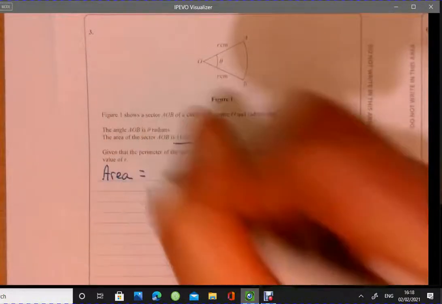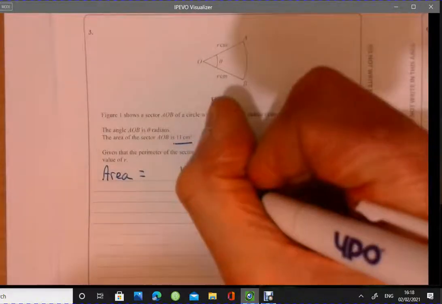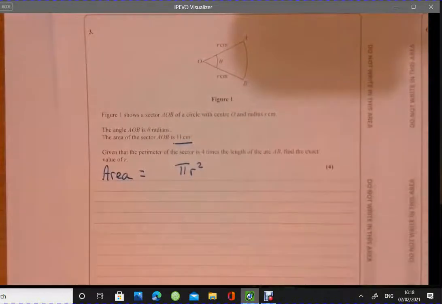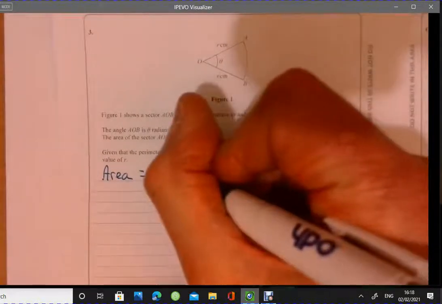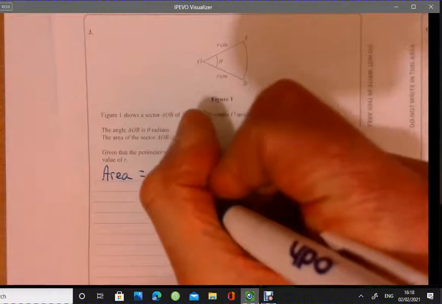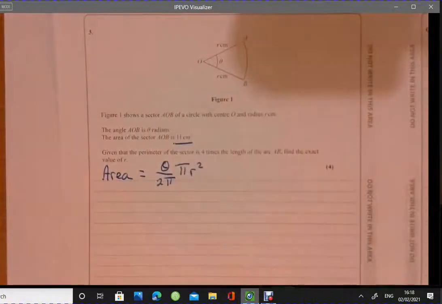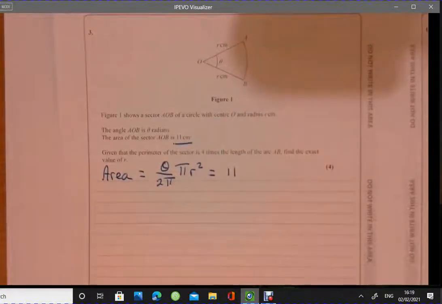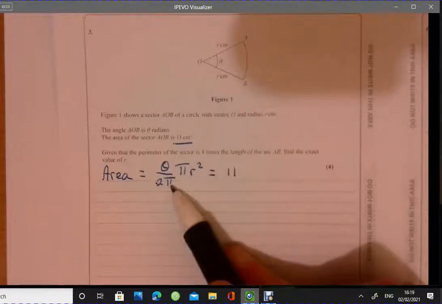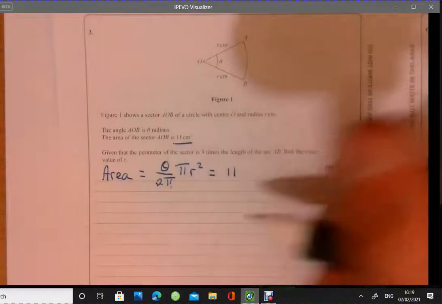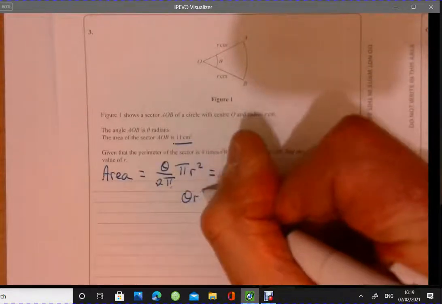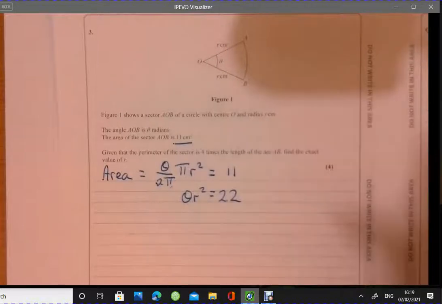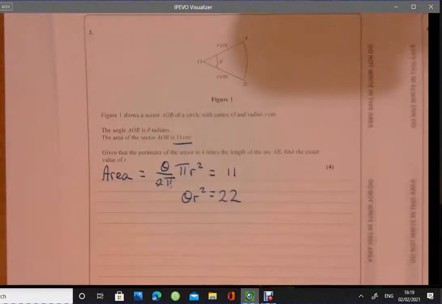So the area is equal to, now you should know, pi r squared, that's the area of the circle, isn't it? So if we're working in radians, it's that multiplied by theta over 2 pi. And we know that happens to equal 11. Well, it's not that helpful at the moment because there's bits in there we don't know. We could multiply by 2, and divide out by pi, so we can tidy it up a little bit. We can write theta r squared equals 22. That's probably as far as we can really go with that at the moment.